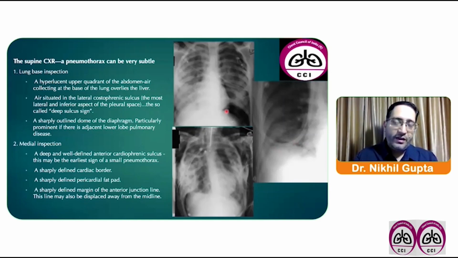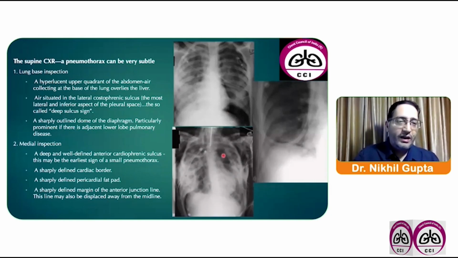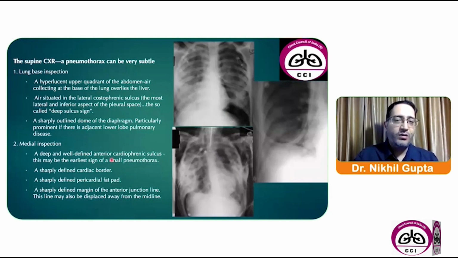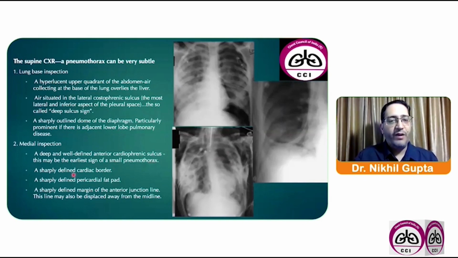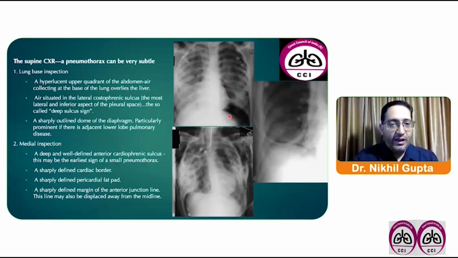Here we can see air over the right dome of diaphragm, air over the left dome of diaphragm, and here it is the lateral costophrenic sulcus. On medial inspection, a deep and well-defined anterior costophrenic sulcus may be the earliest sign of a small pneumothorax. A sharply defined cardiac border, a sharply defined pericardiac fat pad as seen in this image, and a sharply defined margin of the anterior junctional line.